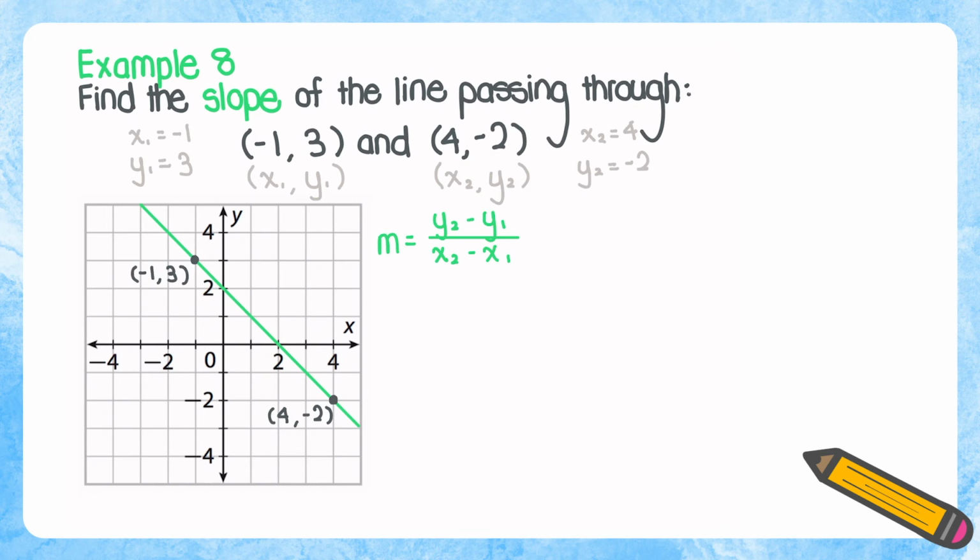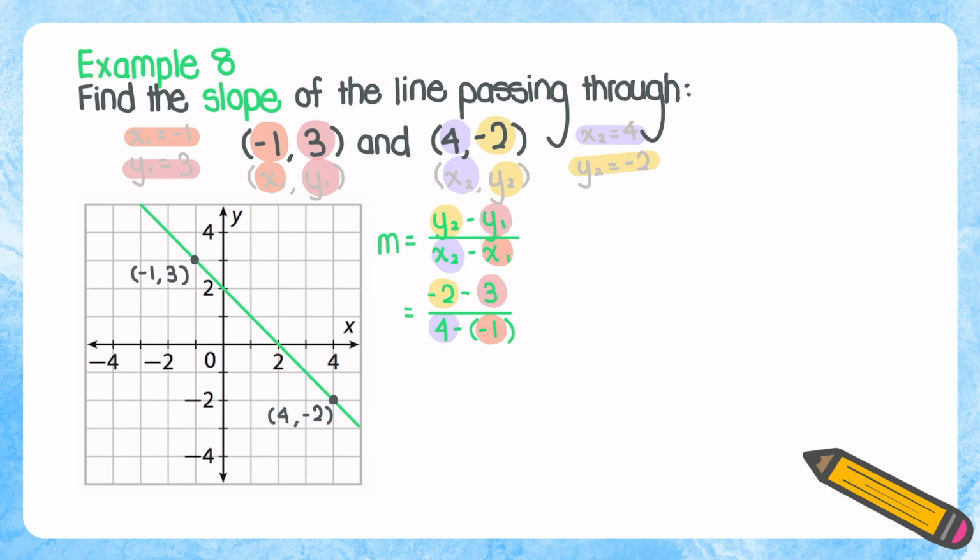So try replacing on your own and then compare with what I do right here. So y sub 2 equals negative 2, and y sub 1 equals 3. So we have negative 2 minus 3, and then x sub 2 equals 4, x sub 1 equals negative 1. So at the bottom we have 4 minus negative 1. So this is how we labeled and replaced each part of the coordinates.